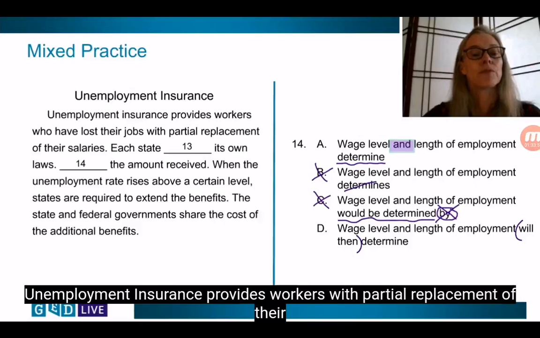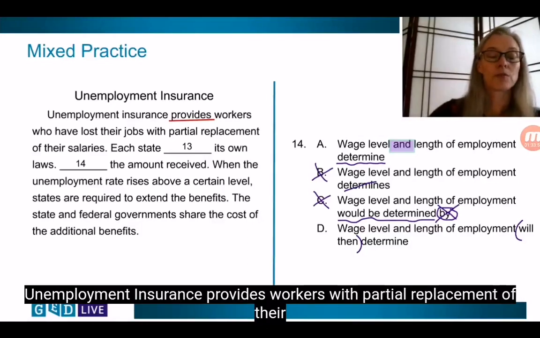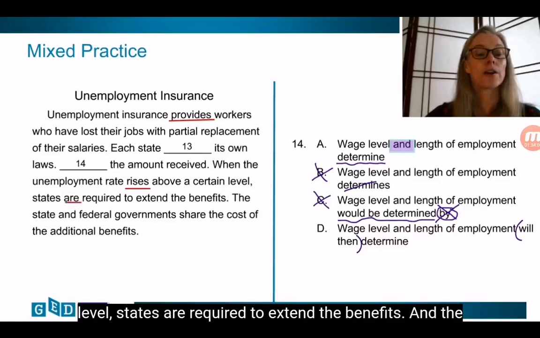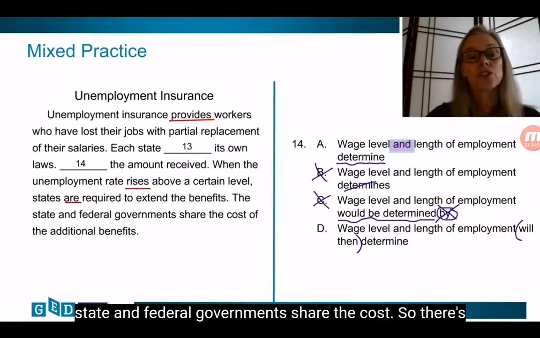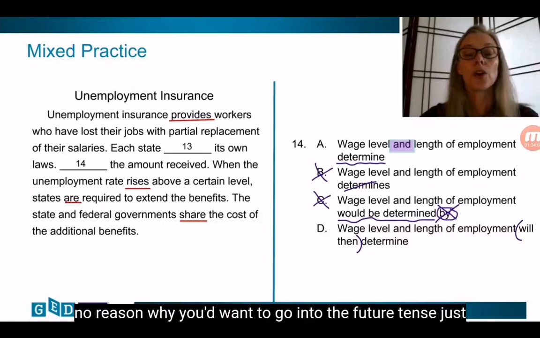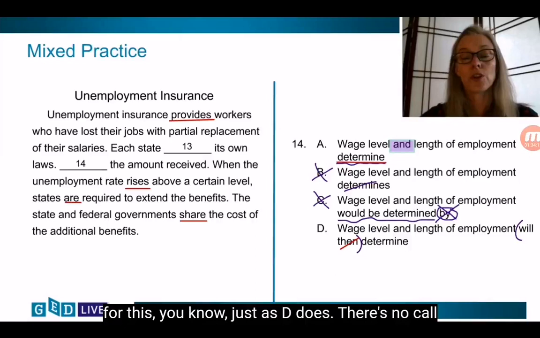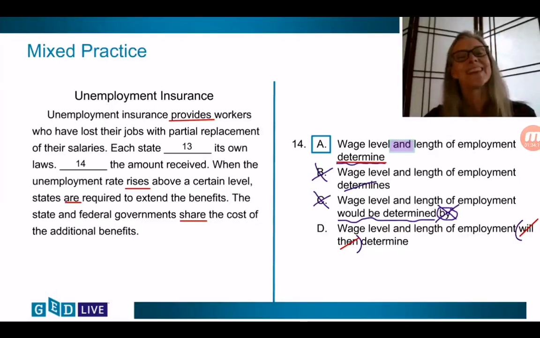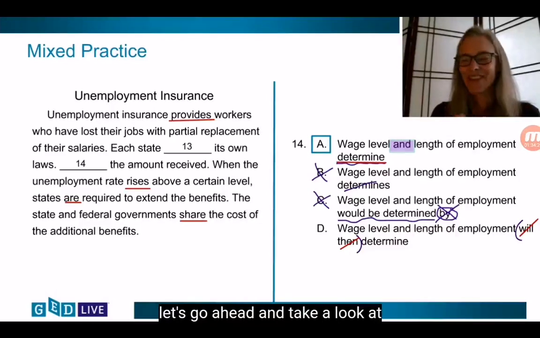Unemployment insurance provides workers with partial replacement of their salaries. When the unemployment rate rises above a certain level, states are required to extend the benefits, and the state and federal governments share the cost. So there's no reason why you'd want to go into the future tense just for this, just as D does. There's no call for it. And here answer choice A is correct.